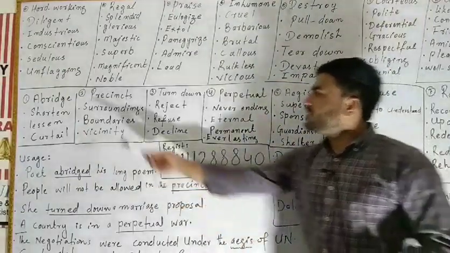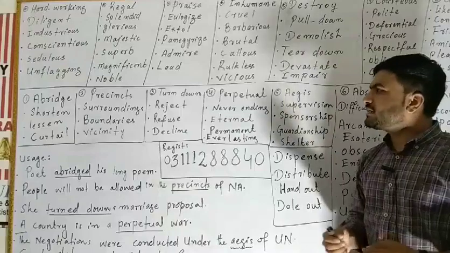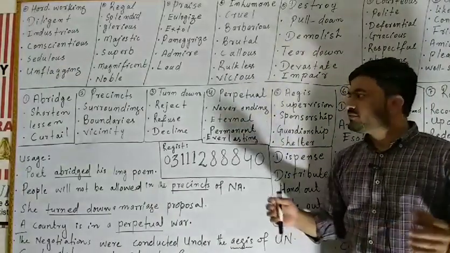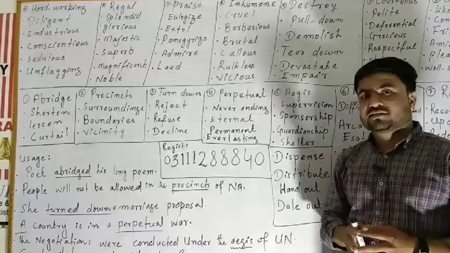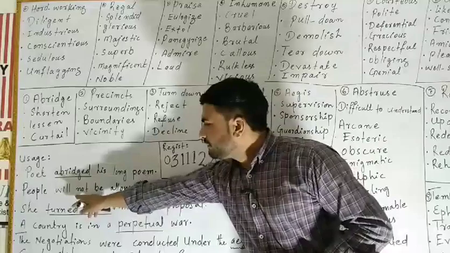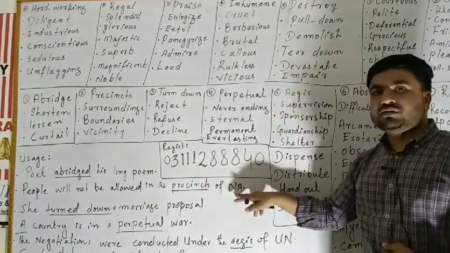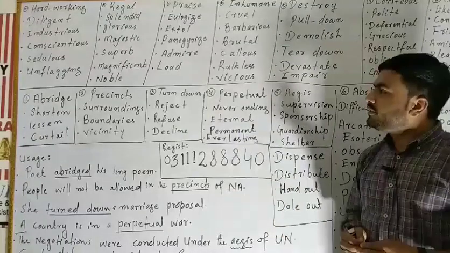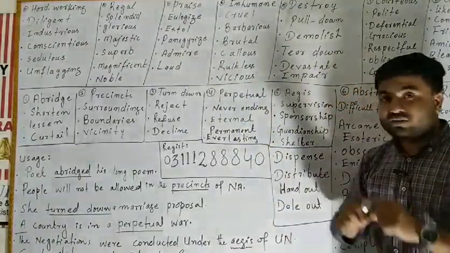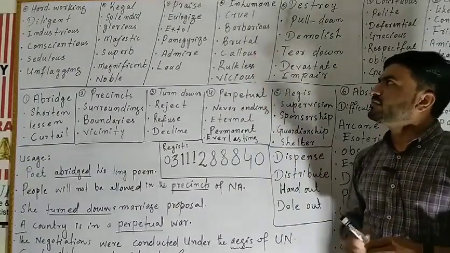Then we have a word precincts. Precincts means surroundings, boundaries, vicinity. One can use this way: people will not be allowed in the precincts of National Assembly. Precincts, surroundings, boundaries, vicinity.